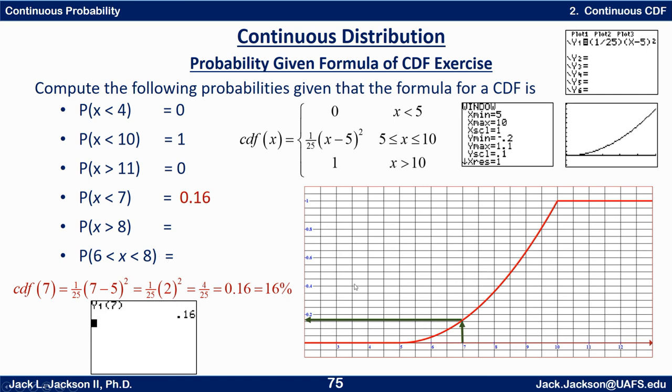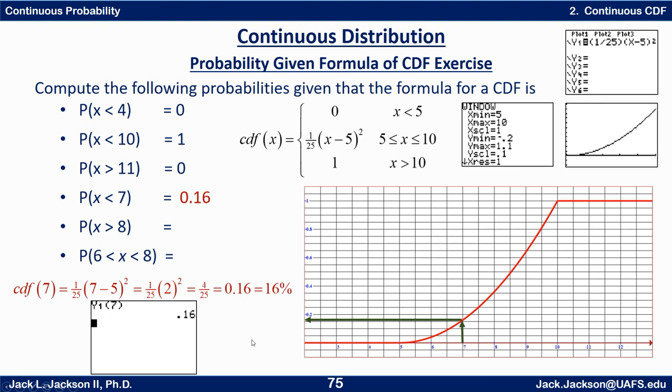So anyway, we just find the probability that x is less than 7. We're finding x equals 7 here, and then finding the y value, which we can see is about 0.16 on the graph, and we can get it from the calculator as just y1 of 7. Similarly, in the TI-Nspire, we could put in f1 equals this, and then just from the home screen do f1 of 7.